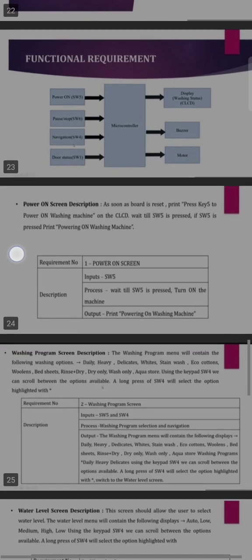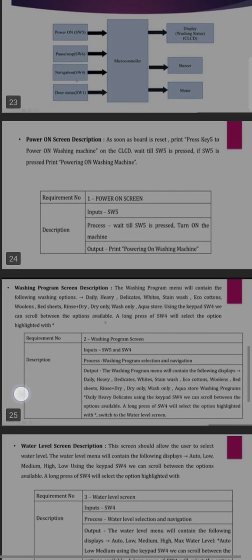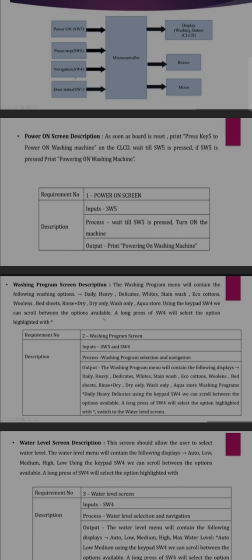Power on screen description. Press key 5 to power on the washing machine on the CLCD. Wait till SW5 is pressed. If SW5 is pressed, print power on washing machine.